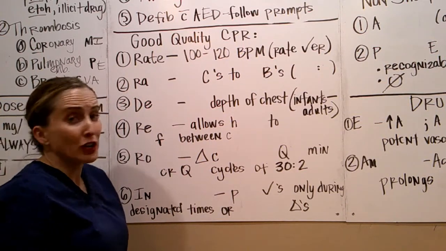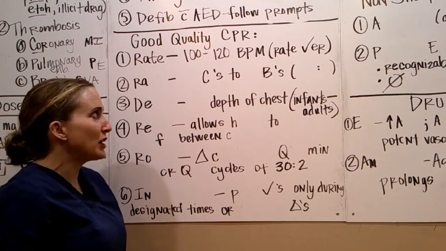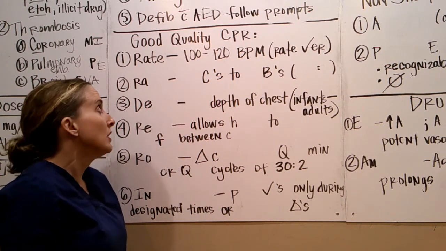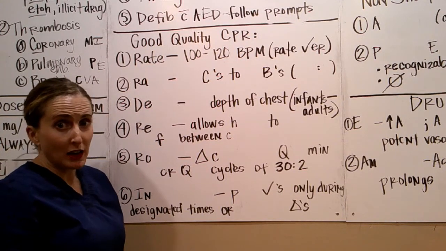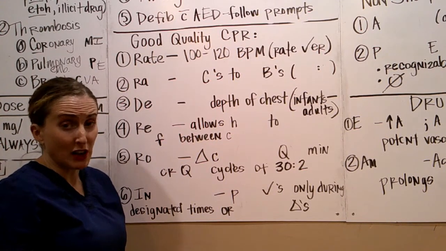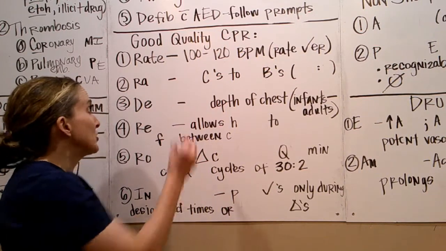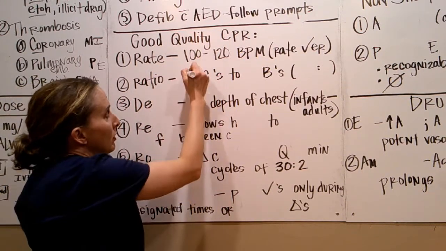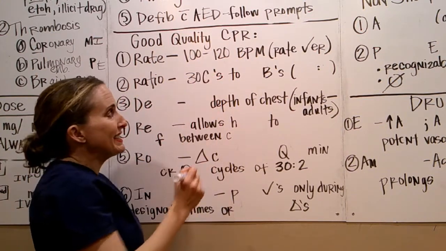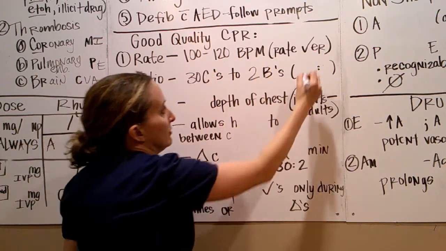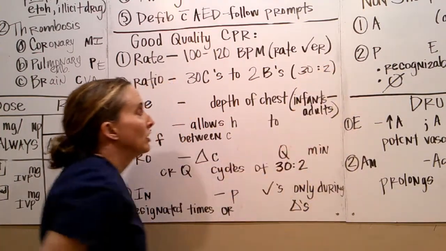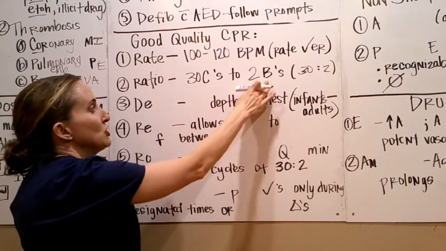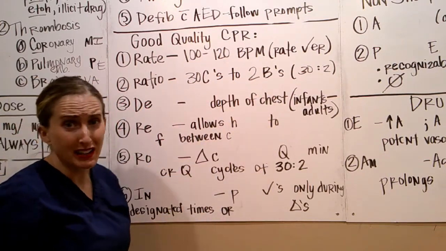Now, we also want to look at our ratio, and the ratio, this is before you place an advanced airway, okay? So we don't have them intubated, and we're just using a BVM or a bag valve mask to give them air. And so we want to keep our ratio to 30 C's to 2 B's, or 30 to 2. So for every 30 compressions, we do 2 breaths, then 30 compressions, then 2 breaths.